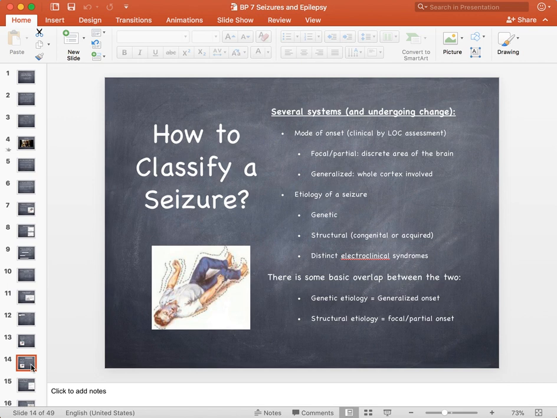So the first way is by mode of onset, and this is largely clinical, based on your level of consciousness, an assessment thereof.